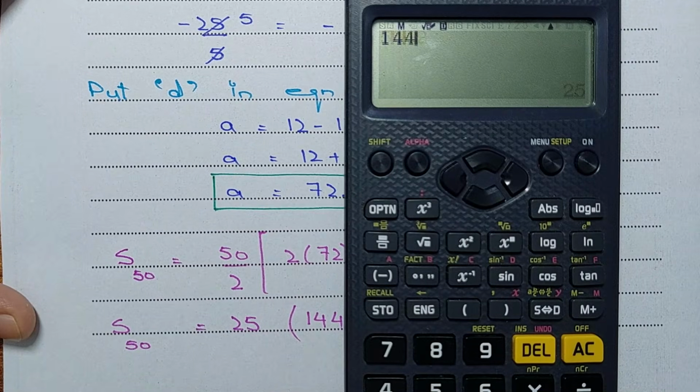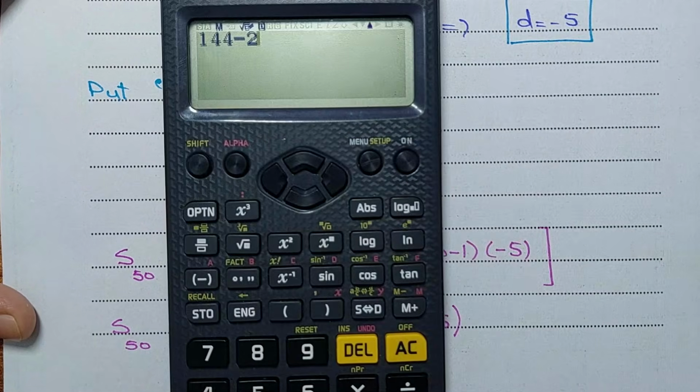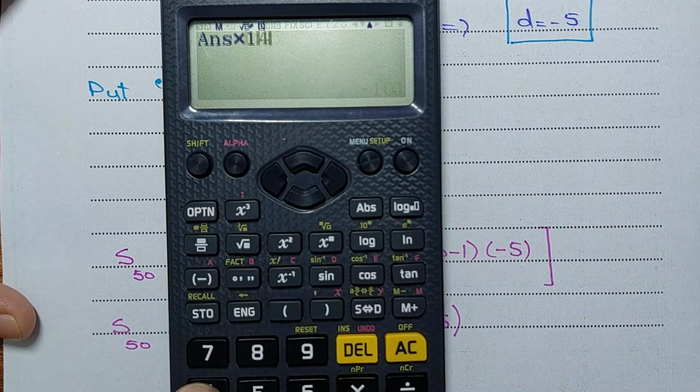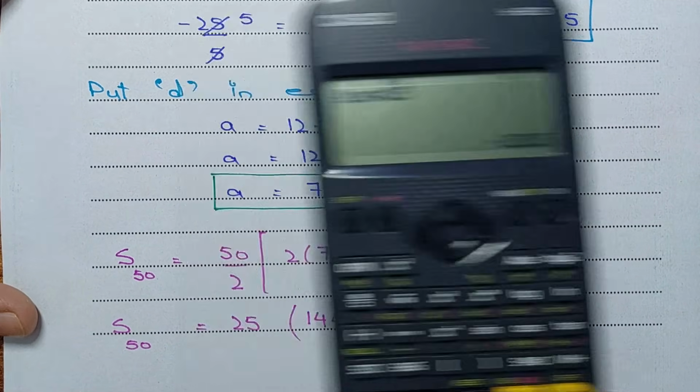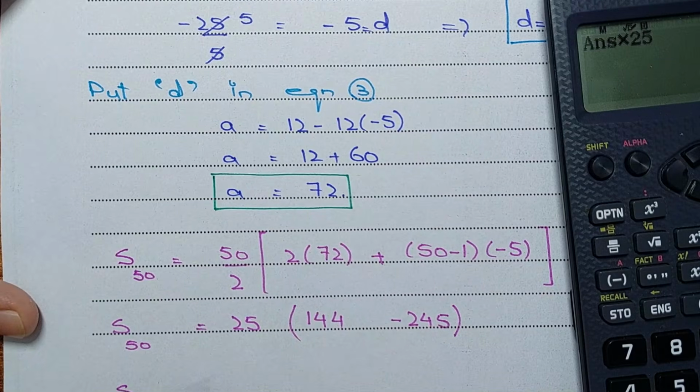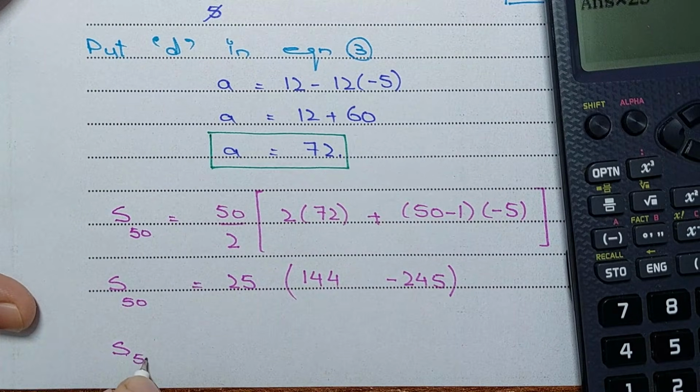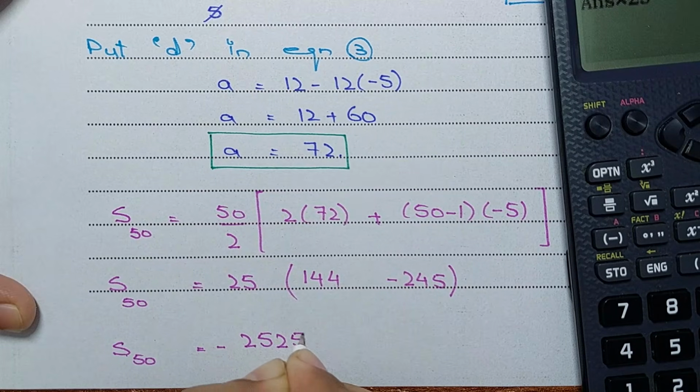Okay, 144 minus 245 times 25, sorry, minus 2525. So the sum of the first 50 terms is negative 2525.